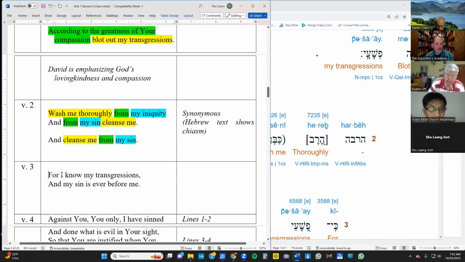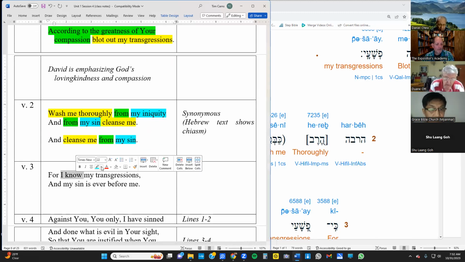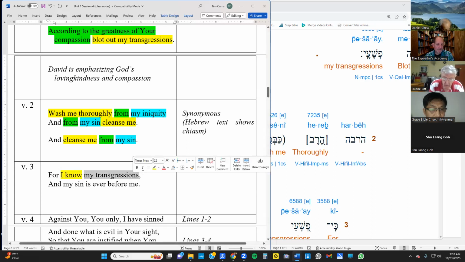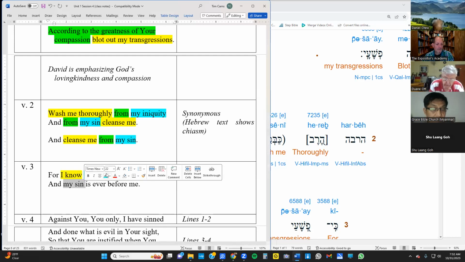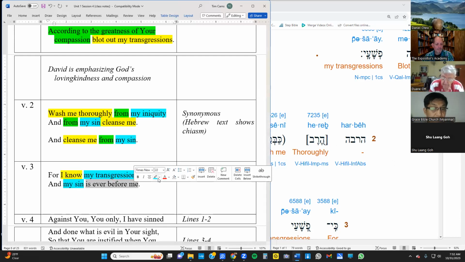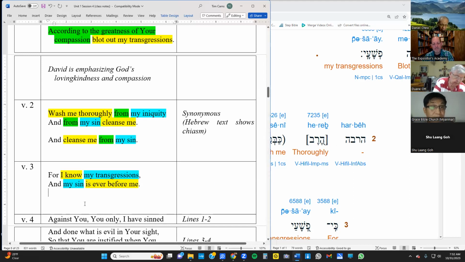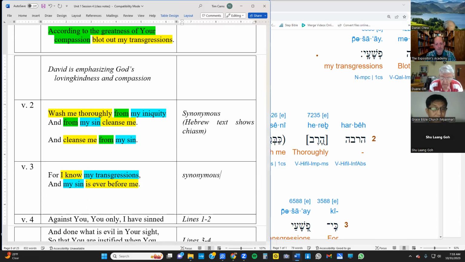for I know my transgressions, and my sin is ever before me. You see that? What's David done here? The reversal of that second line. Okay, so this one is also synonymous, but we see here as well a chiasm.